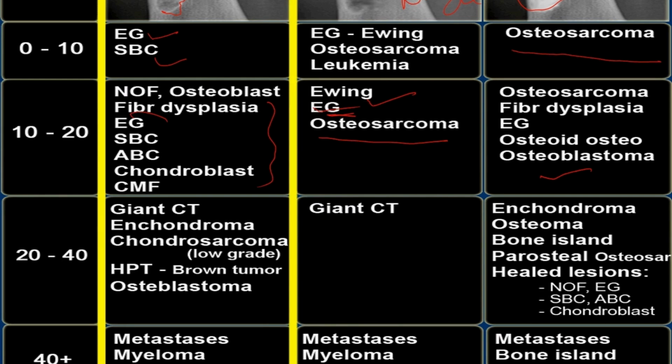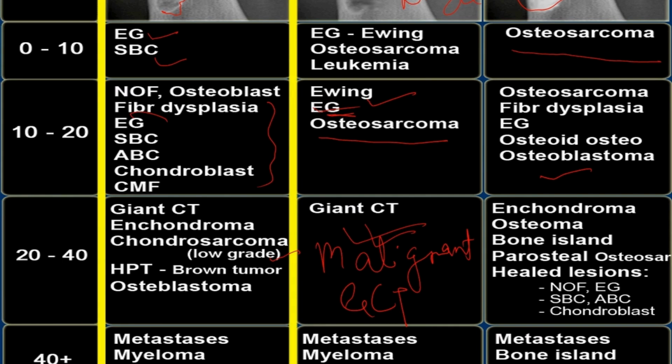In 20 to 40 years of age, well-defined lesions are seen in giant cell tumor, enchondroma, chondrosarcoma, so this is in low grade chondrosarcoma, and brown tumor and osteoblastoma. Whereas ill-defined margin is seen in the giant cell tumor. So giant cell tumor can show both well-defined margin and ill-defined margin. So ill-defined margin is seen in the malignant transformation of GCT. When there is a malignant transformation, then ill-defined margin is seen.